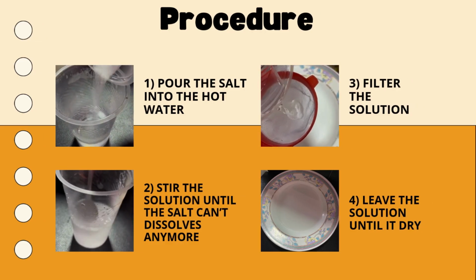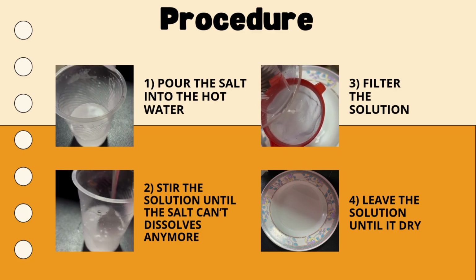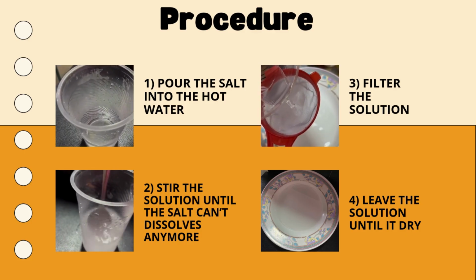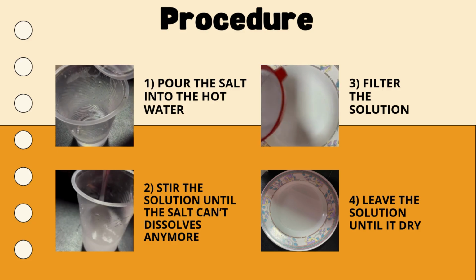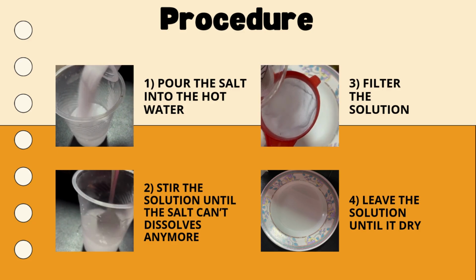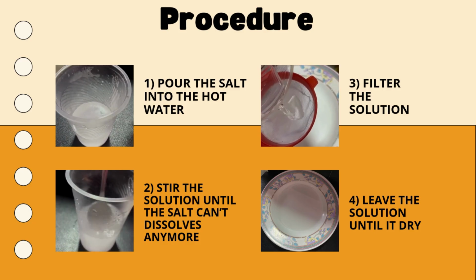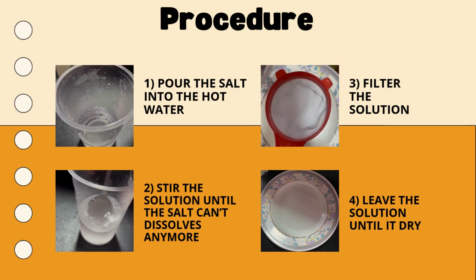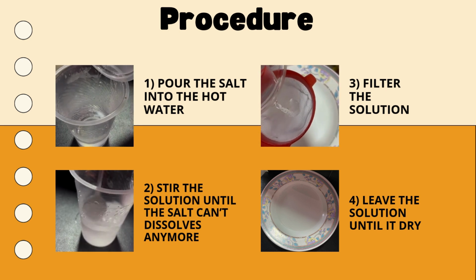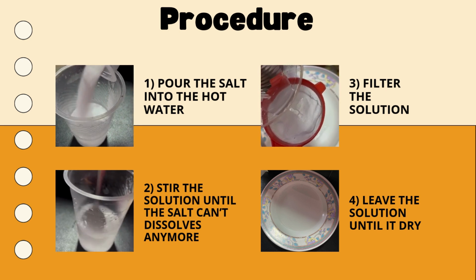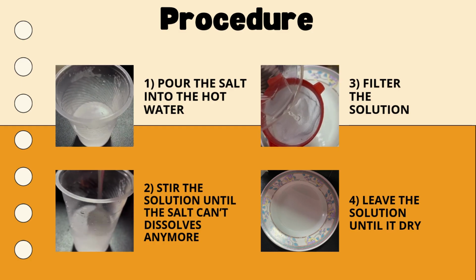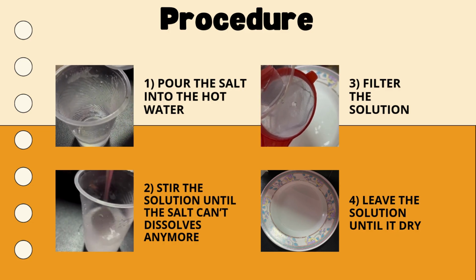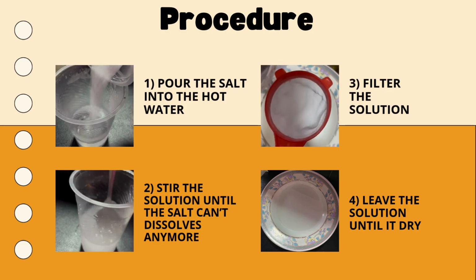Begin by adding 40 grams of non-iodized salt to 100 milliliters of hot water in a container. The hot water helps dissolve the salt more efficiently. Secondly, using a spoon, stir the solution. Continue stirring until no more salt can dissolve, indicating that the solution has become saturated. Next, filter the saturated solution to remove any undissolved salt particles. This ensures a uniform solution for crystal growth.